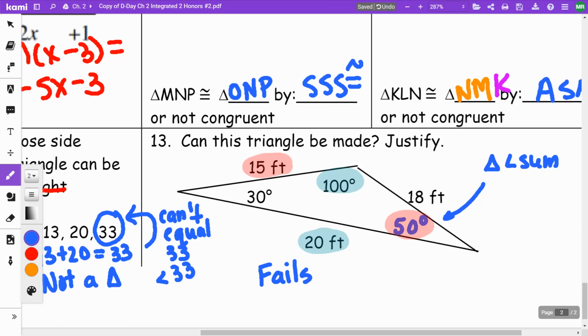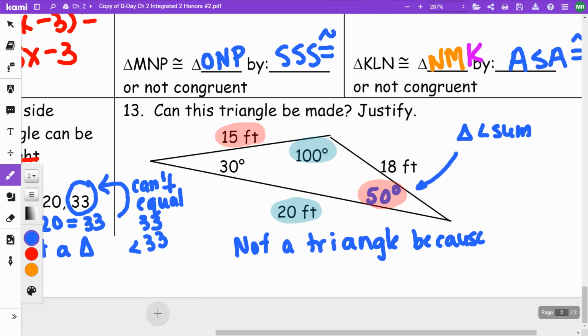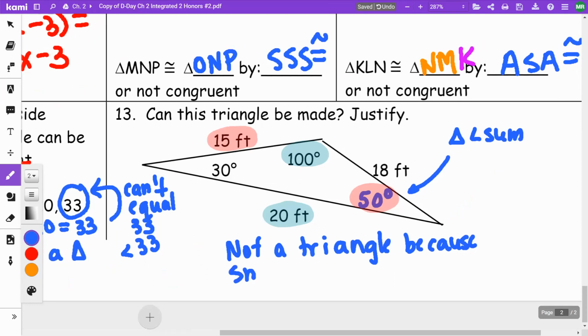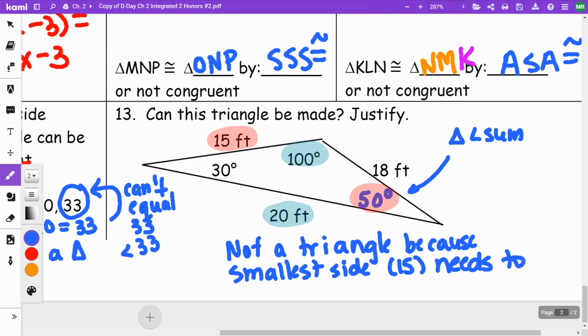So it fails, well, I should say, not a triangle. Because the smallest side, which in this case is 15, needs to be across from the smallest angle. And in this case, that should have been the 30.